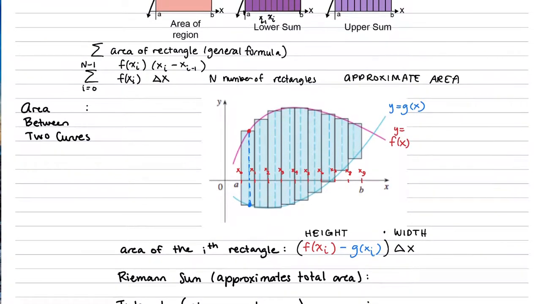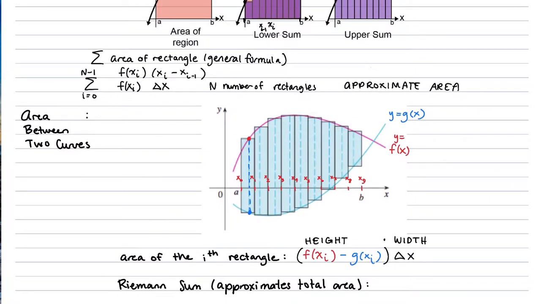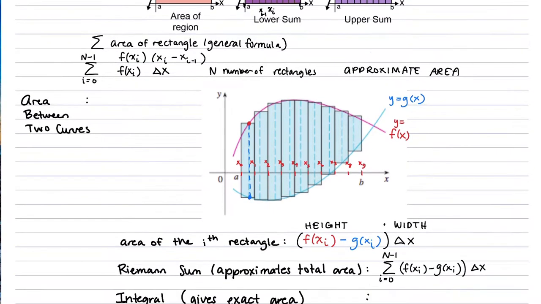Now if we want an approximate of the total area, we're going to use a Riemann sum. We're going to take the area for a general rectangle, f of xi minus g of xi, all of that times delta x, which we already saw secretly contains xi minus x sub i minus 1. I'm just condensing it for ease of writing here, and we're going to index from 0 up until n minus 1, where n is the number of rectangles. Okay, so there's your approximate.